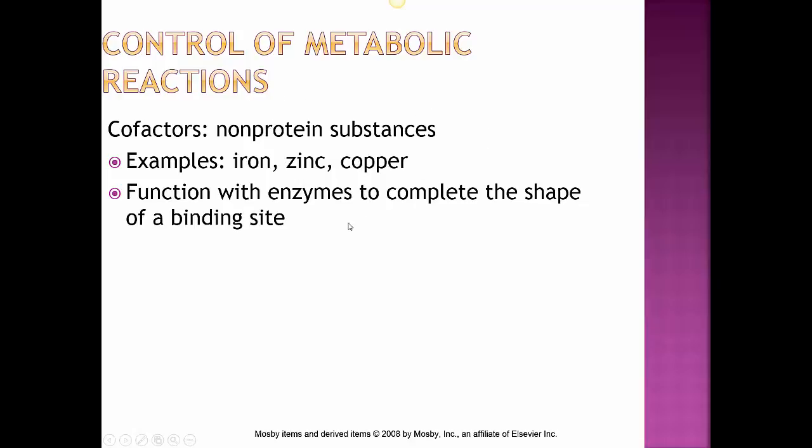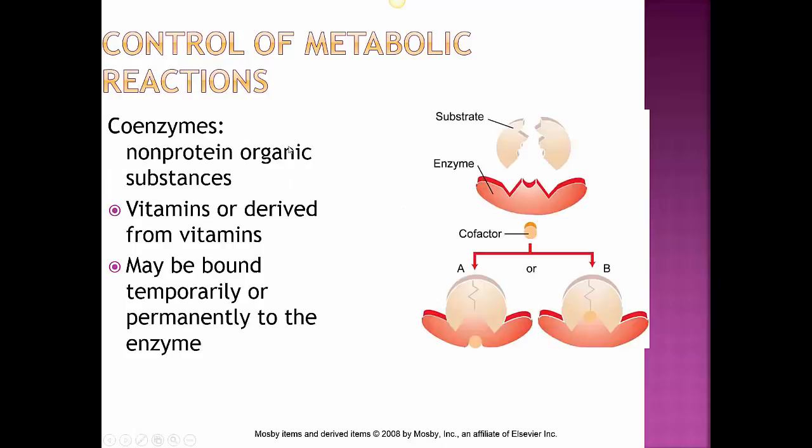Some different cofactors that control metabolic reactions are things like iron, zinc, and copper. A good example of a cofactor, a non-protein substance that helps out, is oxygen binding to iron in hemoglobin. This reaction happens very fast. The hemoglobin acts as a catalyst to allow this to happen. So this is kind of an example of what a coenzyme does.